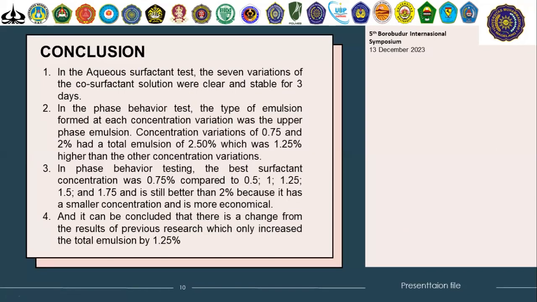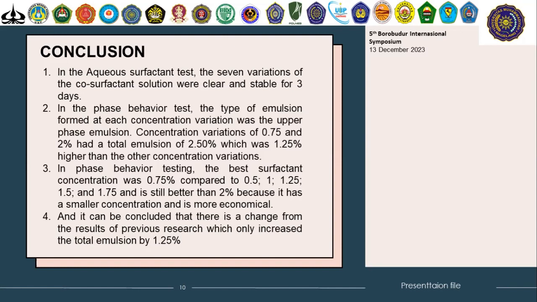And the last one is the conclusion. One, in the aqueous surfactant test, the seven variations of the co-surfactant solution were clear and stable for 3 days. Two, in the phase behavior test, the type of emulsion formed at each concentration variation was the upper phase emulsion. Concentration variations of 0.75 and 2% had a total emulsion of 2.5%, which was 1.25% higher than the other concentration variations.